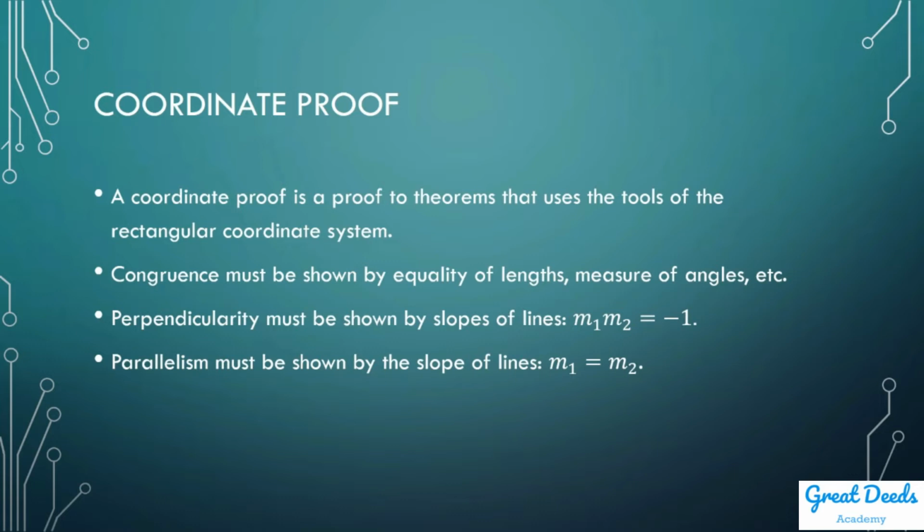It's the same with parallelism. Okay? How do you establish parallelism in Euclidean geometry? If the alternate angles, maybe you can still recall it, are congruent, or if the corresponding angles are congruent, then they are parallel. But here, we are using the tools of the rectangular coordinate system. We compute for the slope.